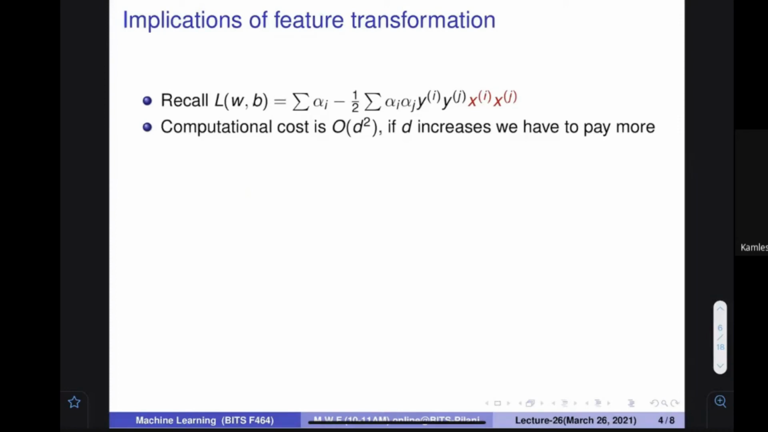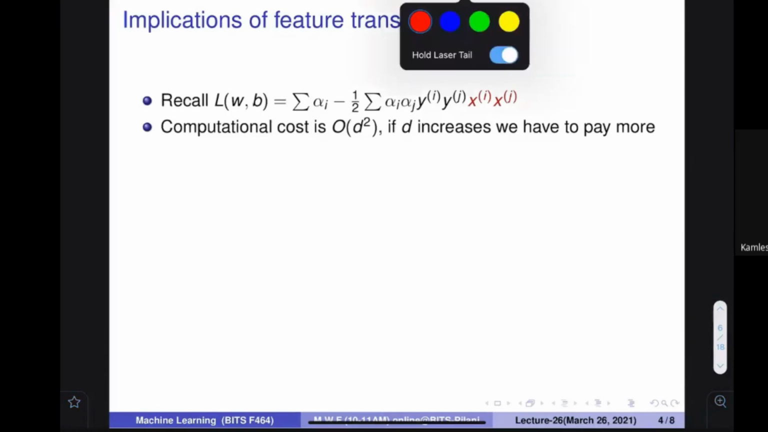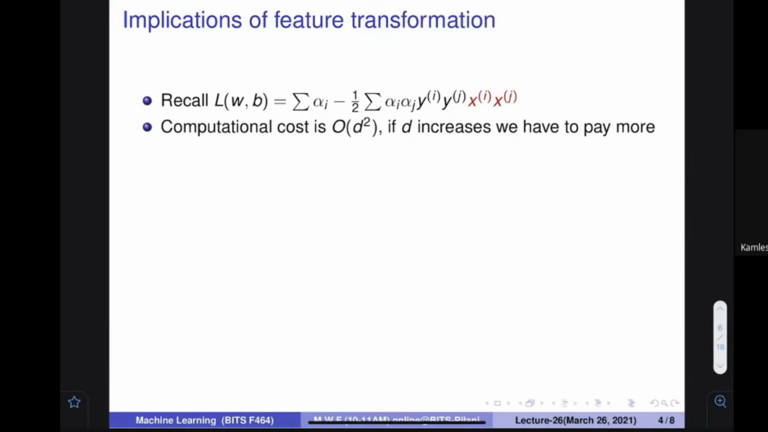Now I wanted to tell you another thing that is very interesting, called the kernel functions. Recall this particular equation that we have seen in the last class: the Lagrangian with the values of w and b. This is what you want to minimize. The minimized value comes out to be the summation of alpha i minus half of alpha i, alpha j, yi, yj, xi, xj. What are yi, yj? They are the labels. And the alphas tell whether these points are support vectors or not.